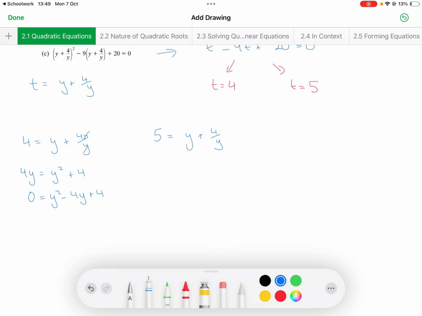Same over here. Multiply across by y, you get 5y equals y squared plus 4. So you get 0 is equal to y squared minus 5y plus 4. And if you use the minus b formula on both of those, so there's a lot of minus b formula here, you get that y is equal to 2 and y is equal to 2, so same answer. And then over here, you get y is equal to 4 and y is equal to 1. So you had to use the minus b formula several times in this question.